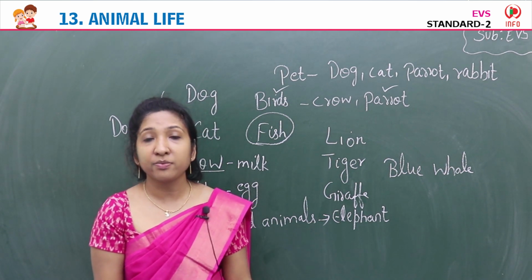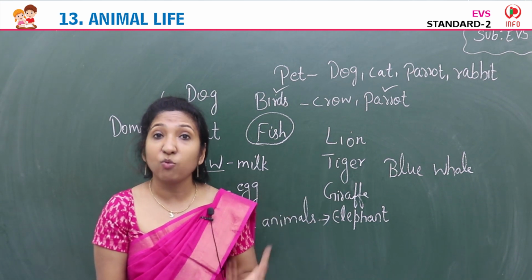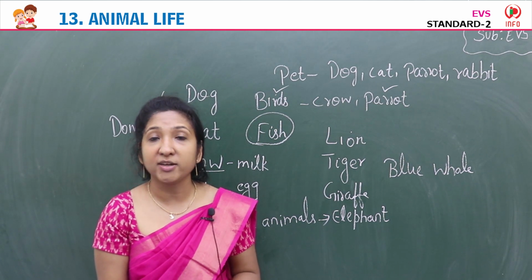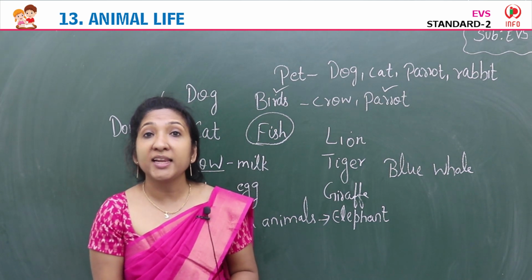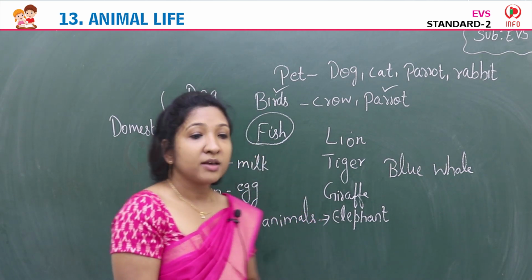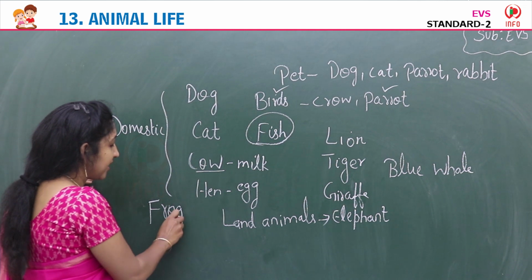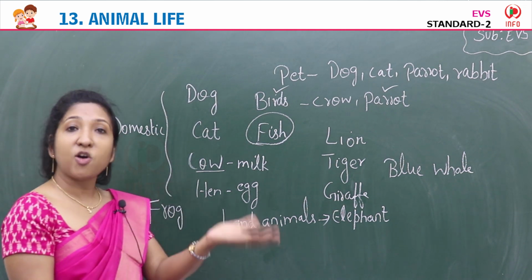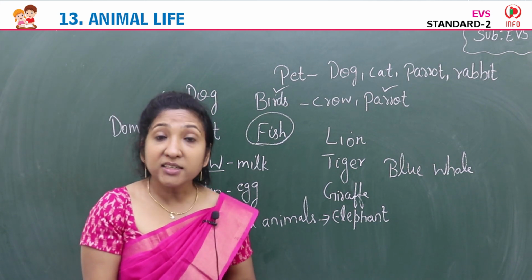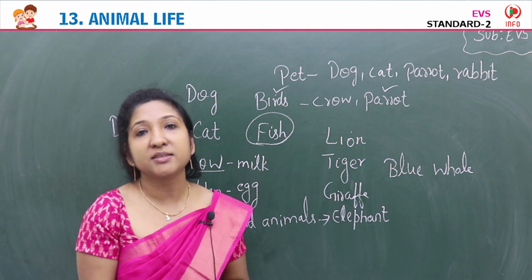So some animals we can see inside the water. Some like fish, all kinds of fish live in water. Some animals live both in water and land, you know. Example, frog. Frog you can see in water and also on land. They live both in land and water. So like that, there are different types of animals around us.